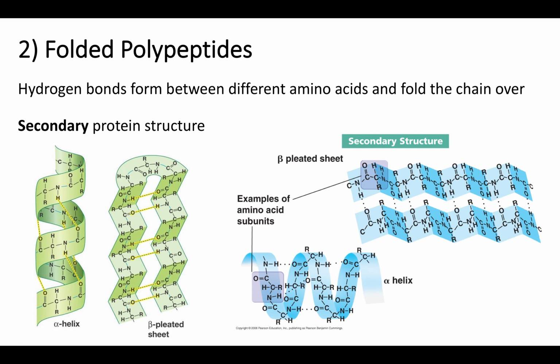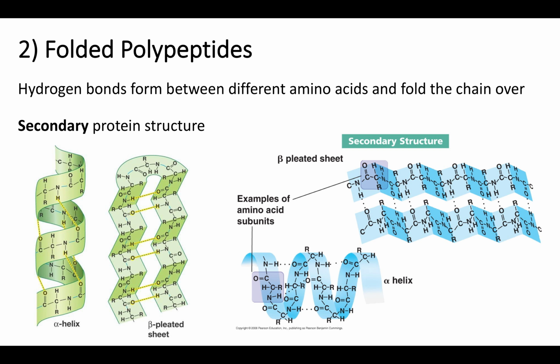The first is an alpha helix. It kind of looks like one of those spiral slides at a playground, or a spring or slinky. It's got this curly Q spiral staircase shape. We call that an alpha helix. You can also see it here, and it points out the individual amino acids that make up the chain.